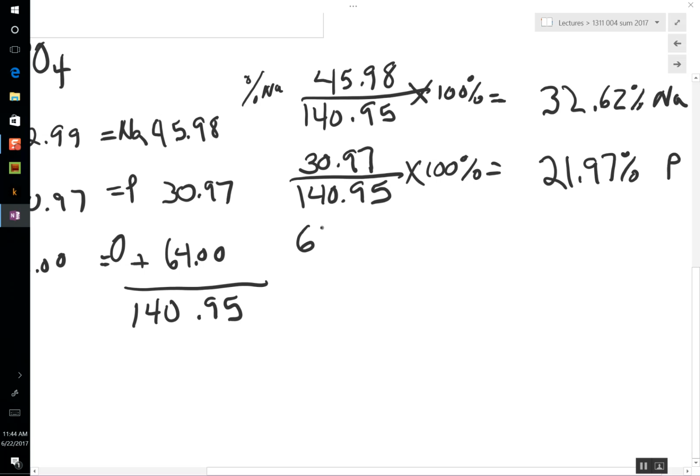And then finally the oxygen. The part that's oxygen is 64 grams of the whole 140.95 grams.